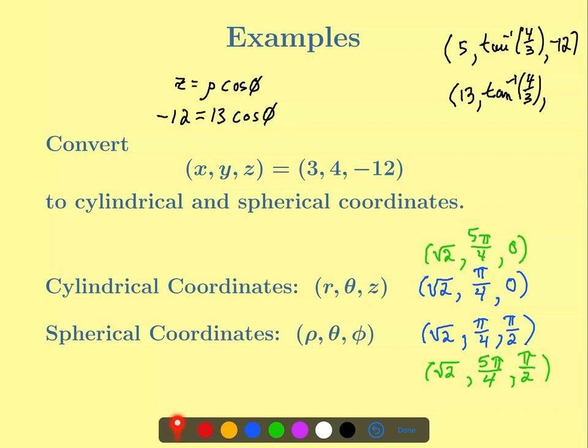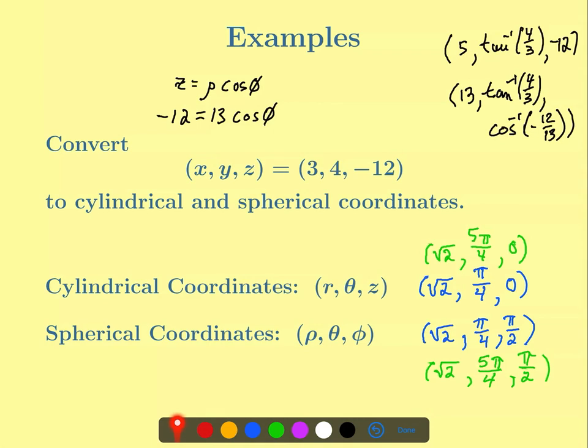So the 13 just came from the fact that we figured out rho was 13. And z is coming from here, the minus 12. So we can see now that the cosine of phi is minus 12/13ths, and that's what we're going to put down. Then over here, we're going to put down the arc cosine of minus 12/13. So that's the angle phi, the arc cosine of minus 12/13 coming from here.